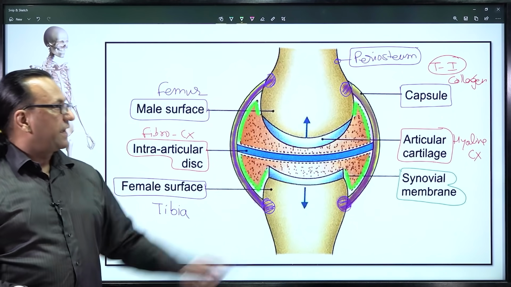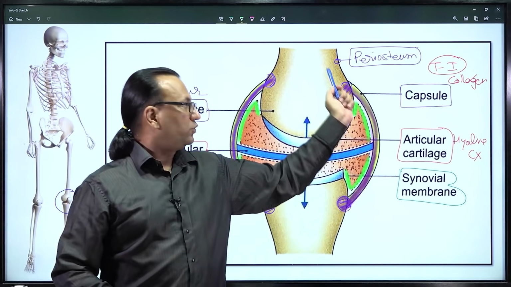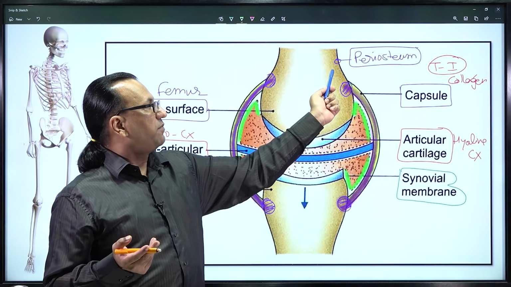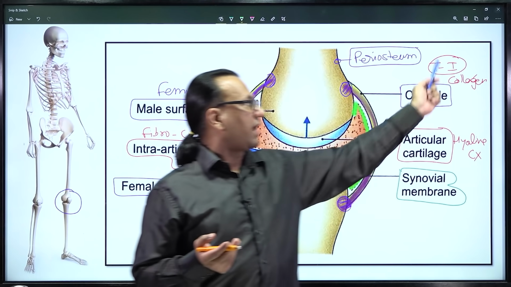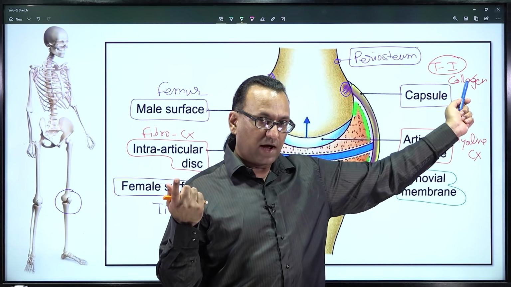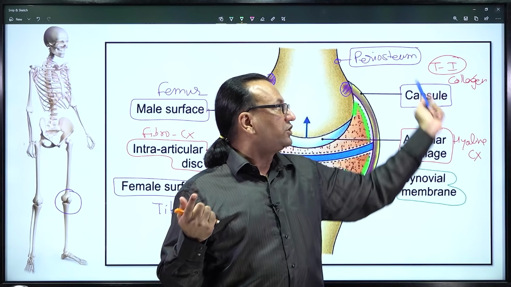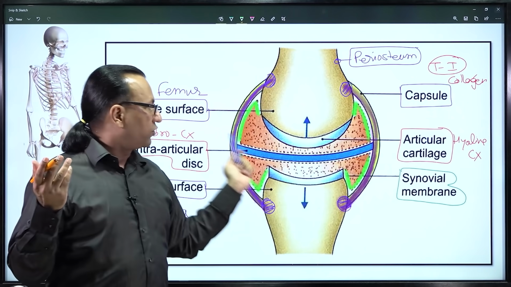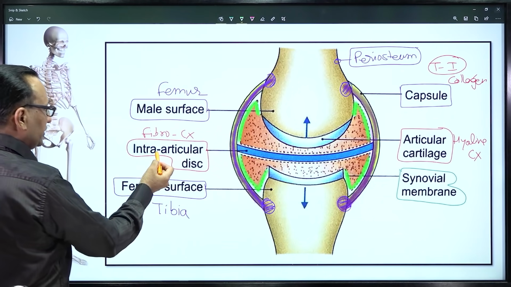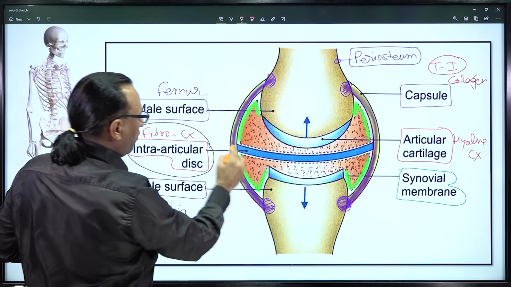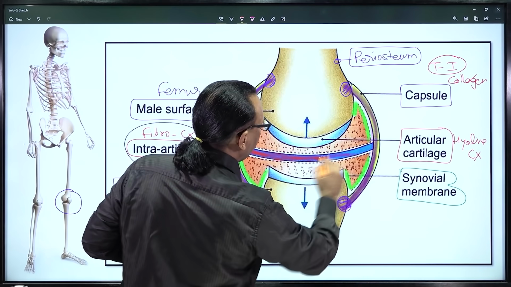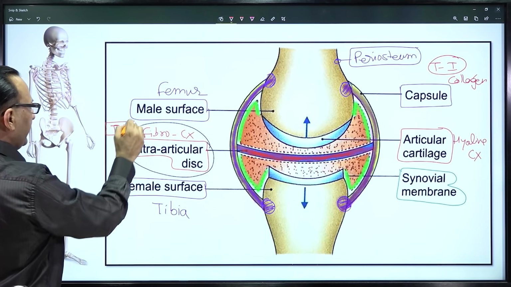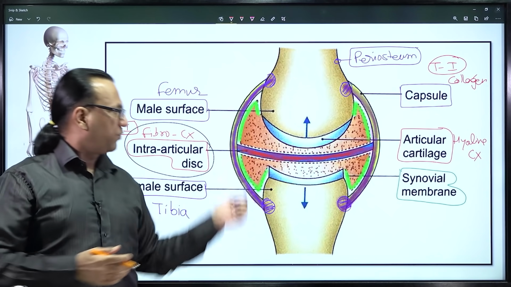So, what was our question about? Our question was asking, in a synovial joint, the capsule, which type of collagen is there? And we said, may it be periosteum on the bone or the capsule, they'll have type 1 collagen. And where else will you have type 1 collagen? Type 1 collagen will also be found in atypical cartilage, which is fibrocartilage. So fibrocartilage, atypical cartilage, the one which you are showing here, is also having the type 1 collagen. So that means everywhere we have type 1 collagen?